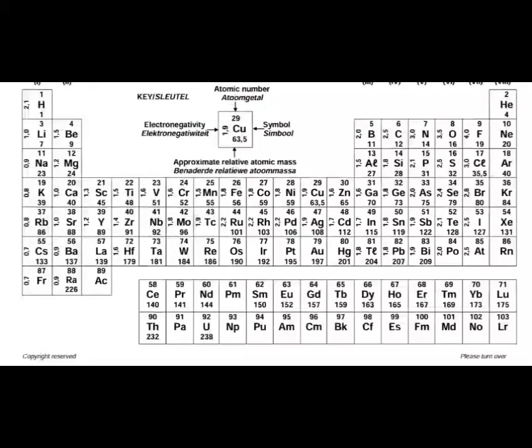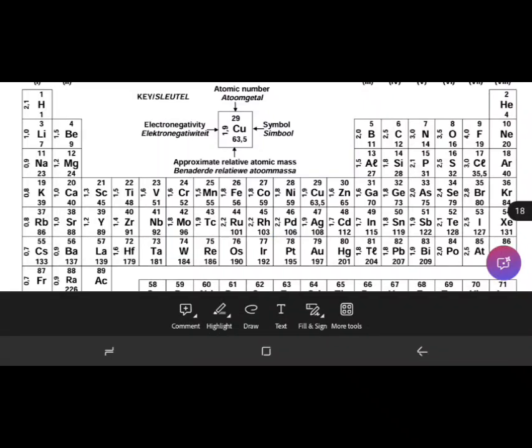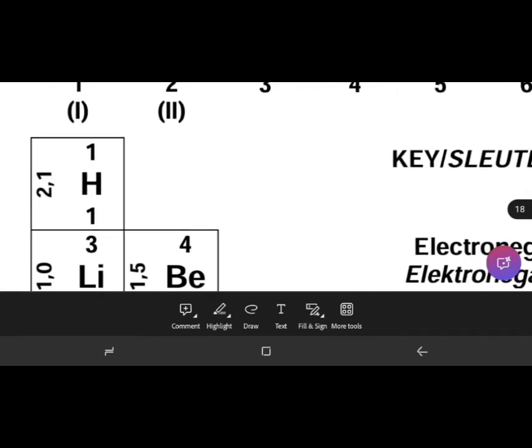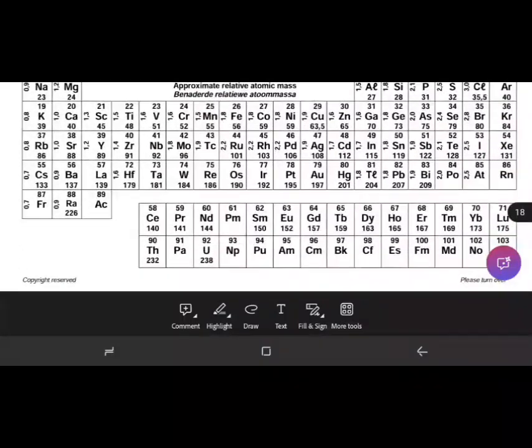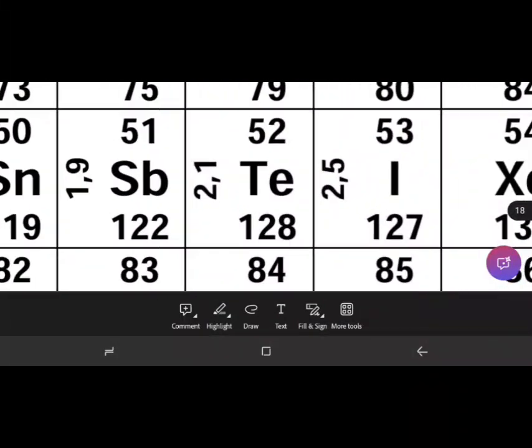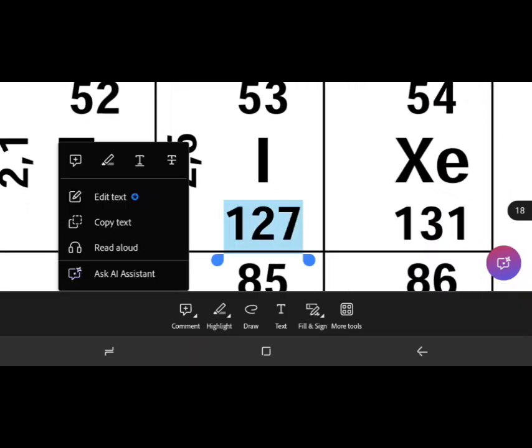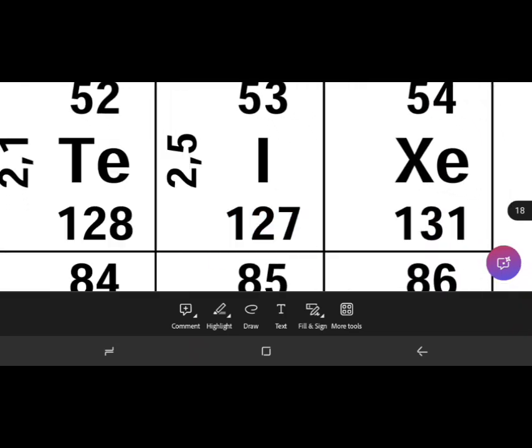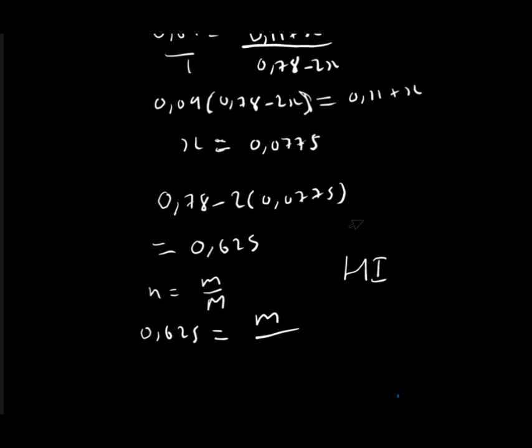Looking at the periodic table, notice we've got hydrogen. The molar mass of hydrogen is just 1, and hydrogen is just the first element. And notice that iodine is 127, so the molar mass of iodine is 127. So we are just going to say 1 for hydrogen plus 127 for I. That's just 128. So the molar mass is 128.